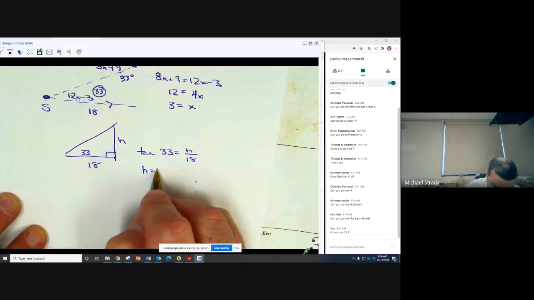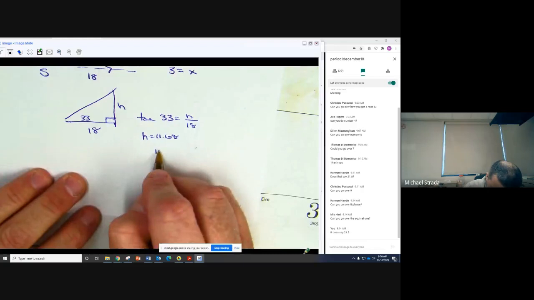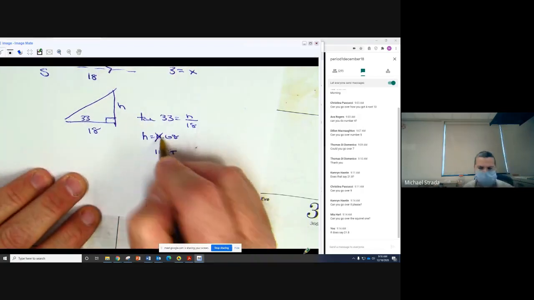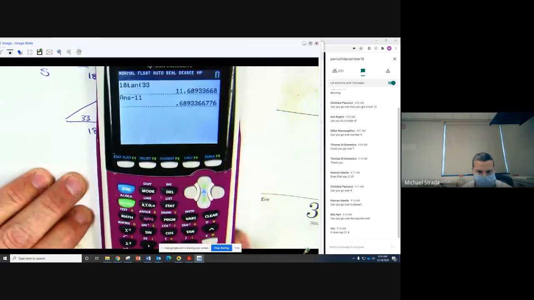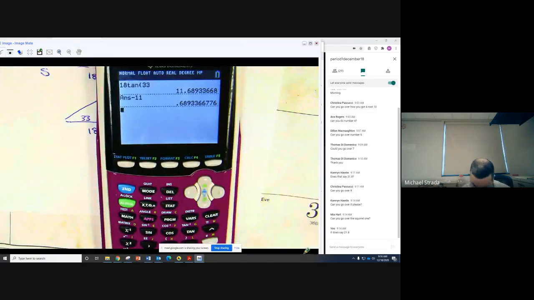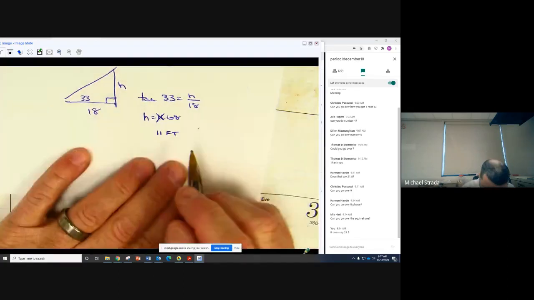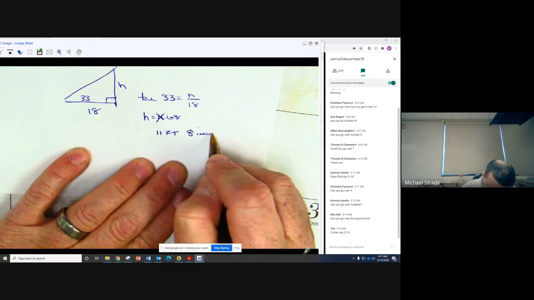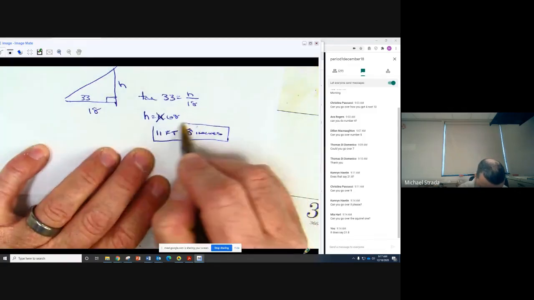So h equals 11.68. Now, for the inches part, the 11 feet is what it is. So we go to our calculator and take that away. That gives us 0.689, and there's 12 inches in a foot. So we take whatever that is, multiply by 12, and round to the nearest whole unit. Since 8.2 rounds down to 8, it would be 11 feet, 8 inches. So the final answer would be 11 feet, 8 inches.